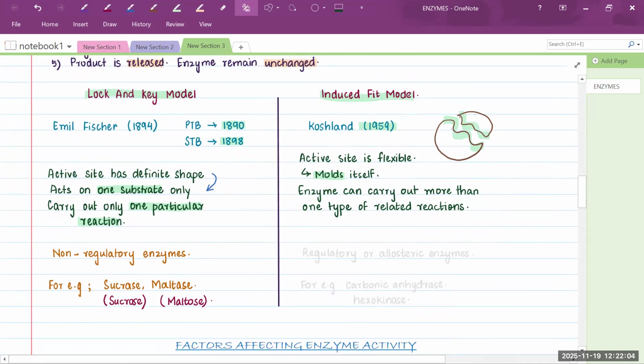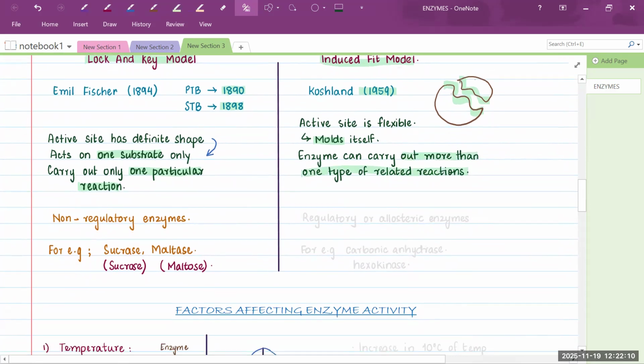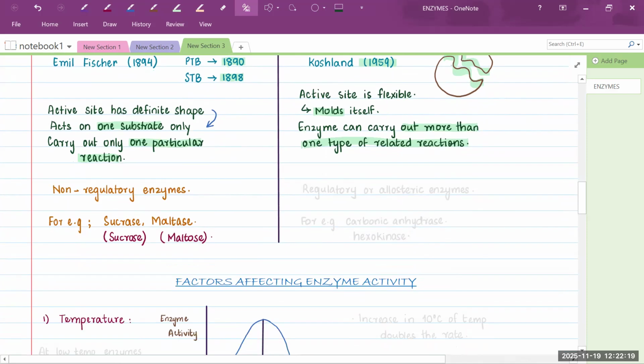And because it is flexible, it can carry out more than one type of related reaction. Not that it can carry out all the reactions with all the substrates. That does not mean that. Okay, it can carry out more than one type of reaction. That is true, but it can carry out only related reactions.